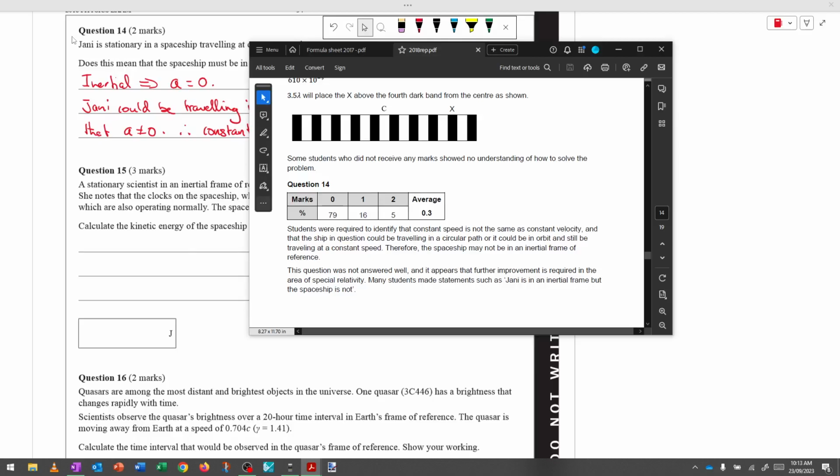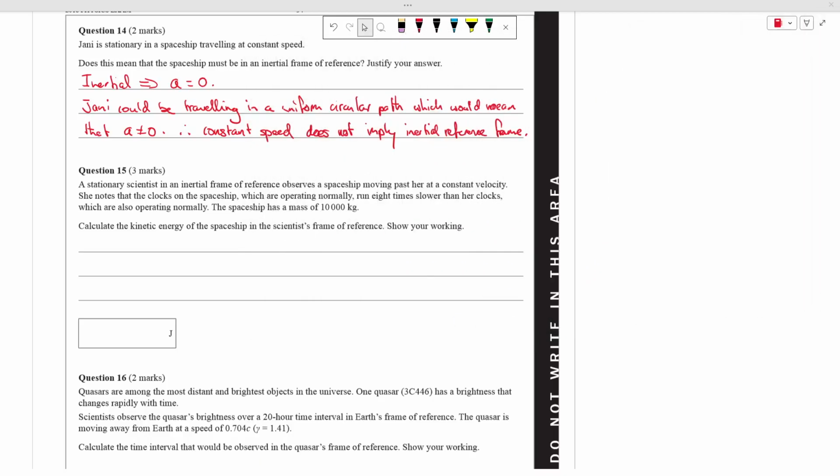This question was not answered well, and it appears that further improvement is required in the area of special relativity. Many students made statements such as Gianni is in an inertial reference frame, but the spaceship is not, which makes no sense. Alright. Question 15.